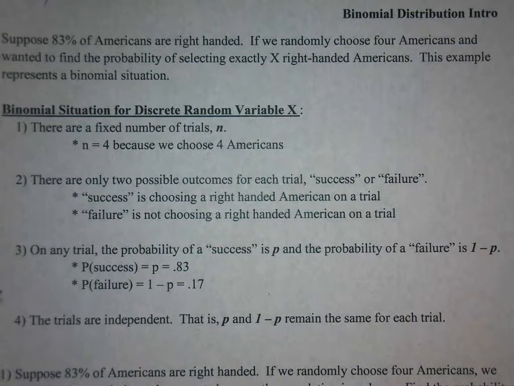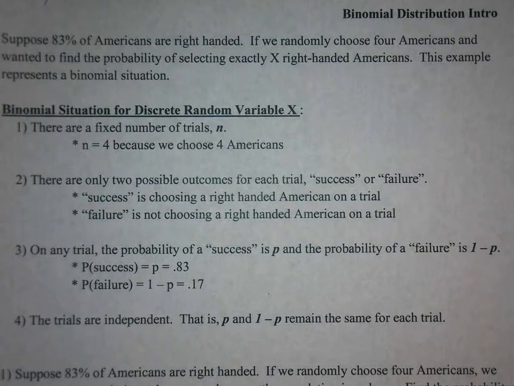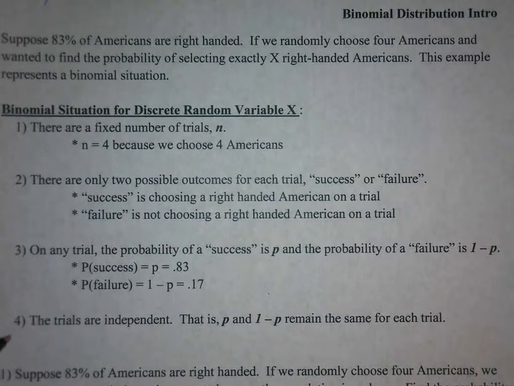And then the last stipulation is that the trials must be independent, meaning P and Q, or 1 minus P, remain the same for each trial. Now in this case, because we're looking at choosing Americans, there are over 300 million Americans, so the probability is not going to change drastically when we're choosing out of 300 million people. Now if you only had 20 or 30 people you're choosing from, then you wouldn't be able to treat these as independent. But in this case, the population is large enough that we can assume they are independent.